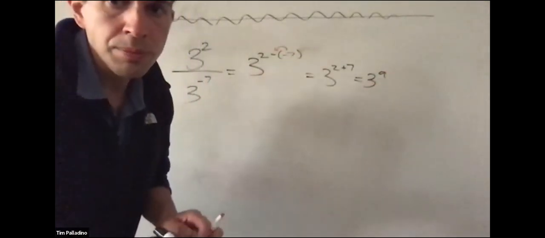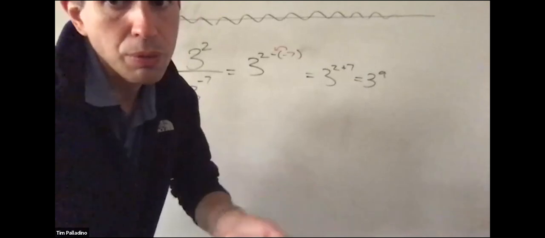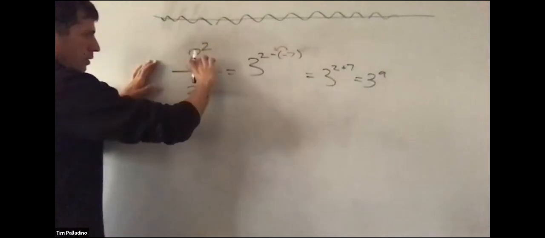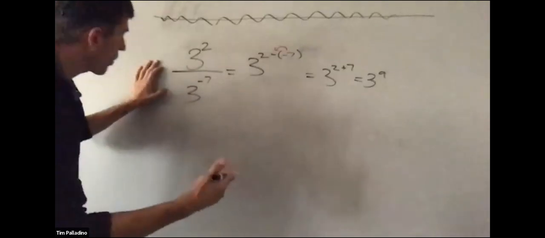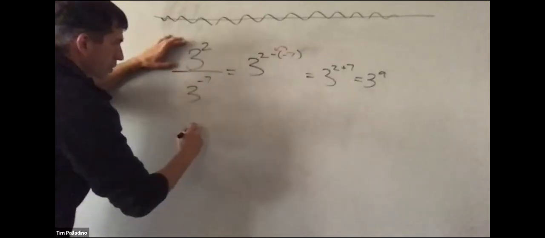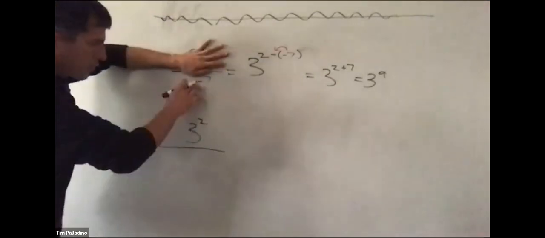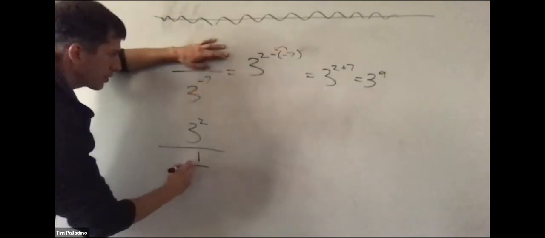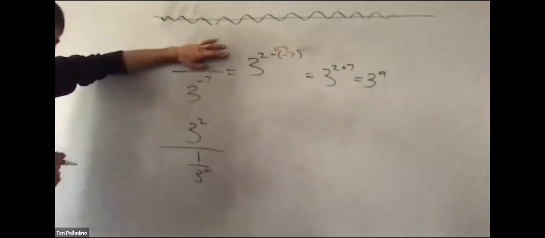Can you guys see that okay? Yeah. Does this make sense? In my experience, this is the rule that becomes very tricky. I'm going to show you a slightly different way to do the same problem so that you can check your work. I'm just going to rewrite this as 3 squared on the top, and the number on the bottom, because this is 3 to the negative 7, I can write as 1 divided by 3 to the 7th power.